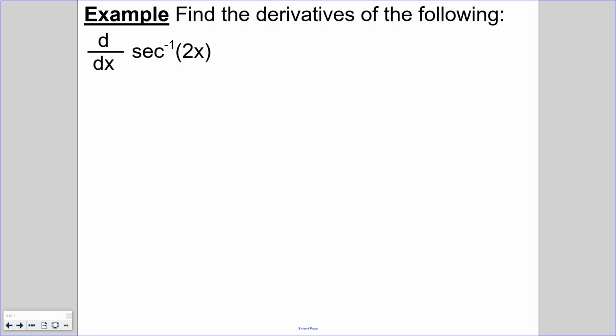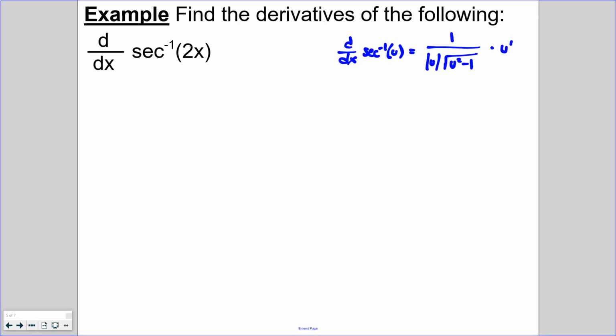All right, next up we're being asked to find the derivative of secant inverse of 2x. So again, let's just come over here and do a little side work. We know the derivative of secant inverse of u is going to be 1 over the absolute value of u times the square root of u squared minus 1, and then don't forget that chain rule, times u prime.